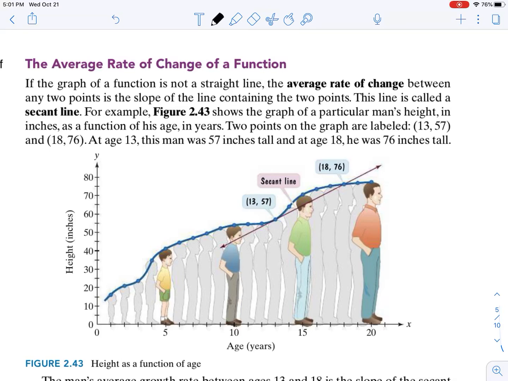The average rate of change of a function. In the real world, there are functions that are not straight lines, but do have a rate of change happening among them. If you notice this particular function, it is not a straight line. However, between two specific points on this function, you can find the average rate of change by finding the slope of the line that contains the 2 points. This line is called the secant line.